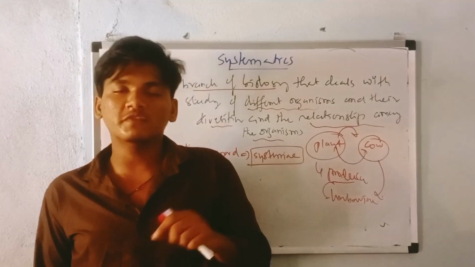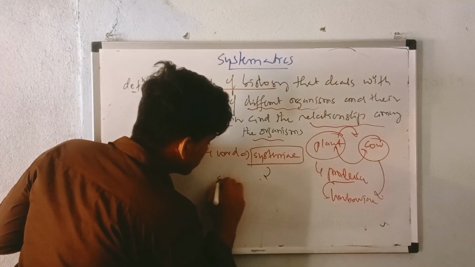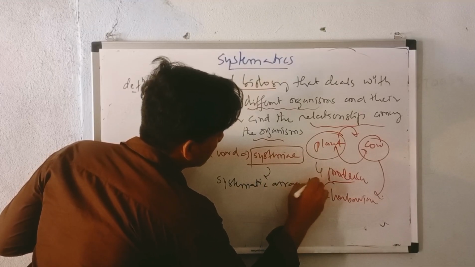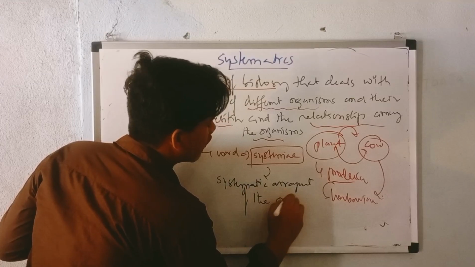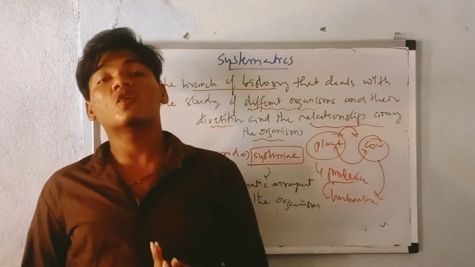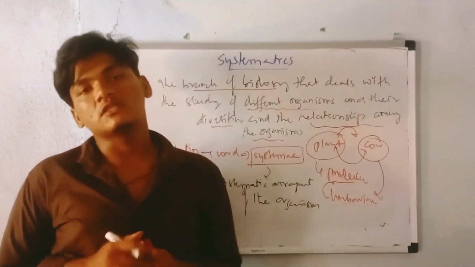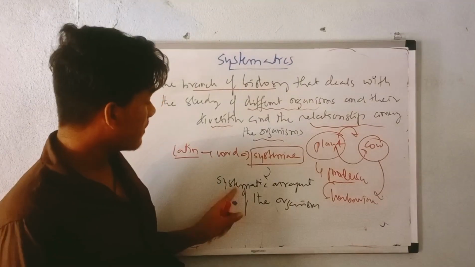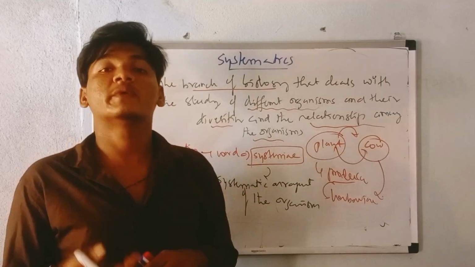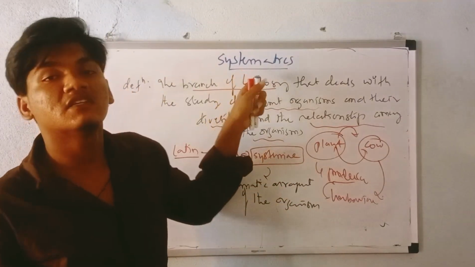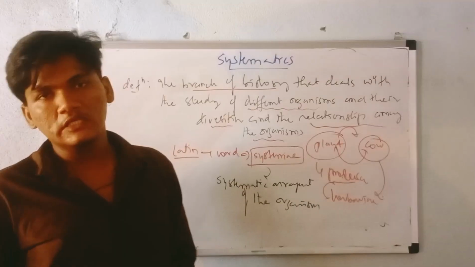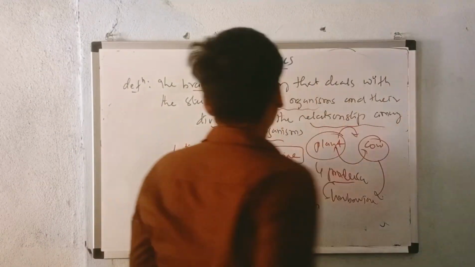The definition of systema is the systematic arrangement of the organisms. If you arrange the organisms in a systematic order, that is called systematics. I think you have understood. Systema is nothing but the systematic arrangement of the organisms. The word systematics was derived from the Latin language from the word called systema. This is about systematics.